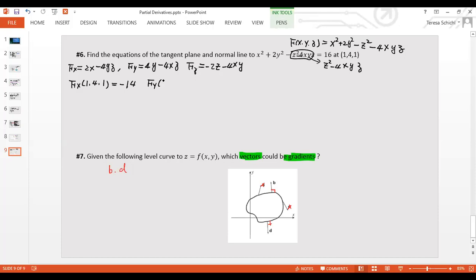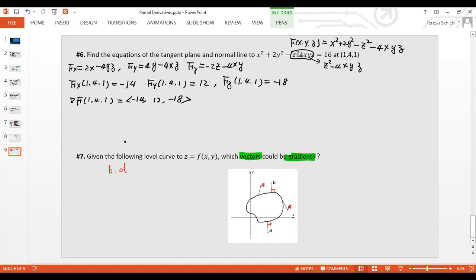Then f of the y at (1, 4, 1), y is 4, is 16, 16 minus 4 is 12. Okay, so the f of z at (1, 4, 1), so z is 1, so it's negative 2 minus 16, so it's negative 18. Okay, good. So I know my del f at (1, 4, 1) is equal to what? Negative 14, 12, negative 18 here, right?